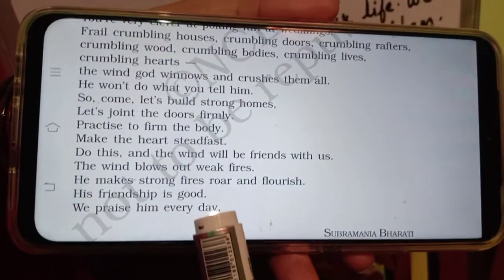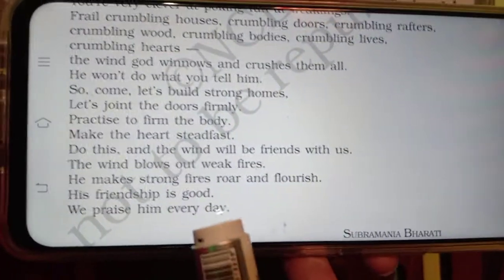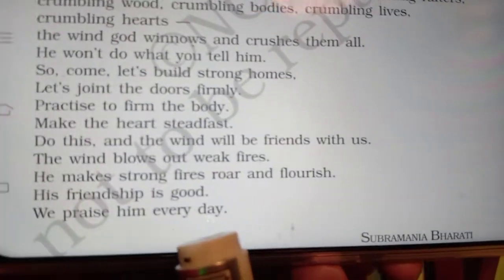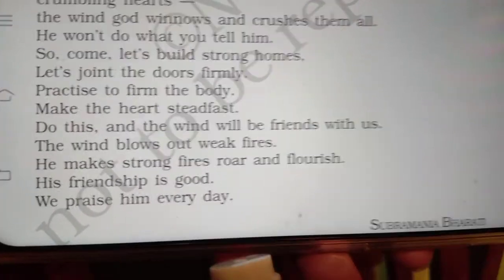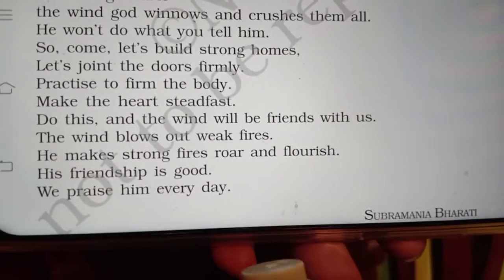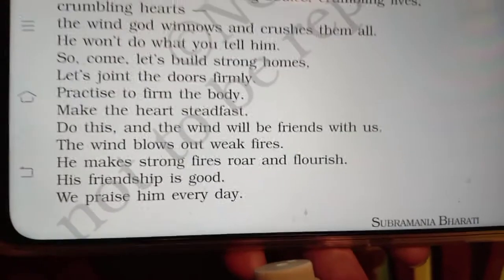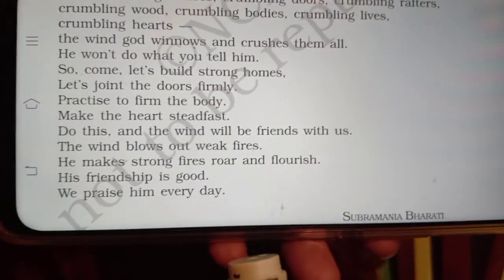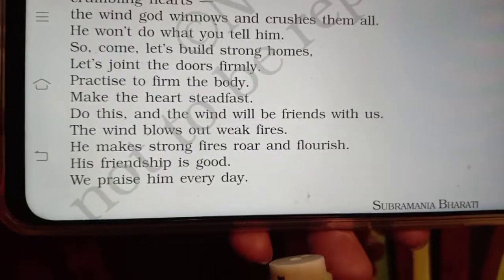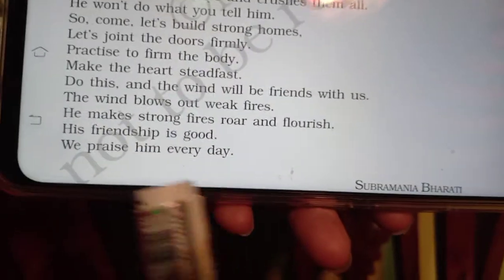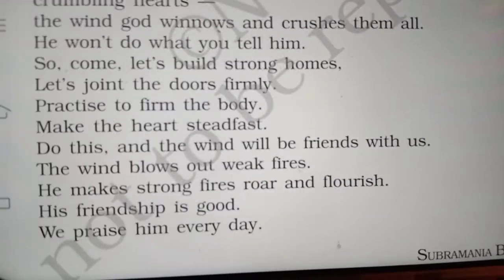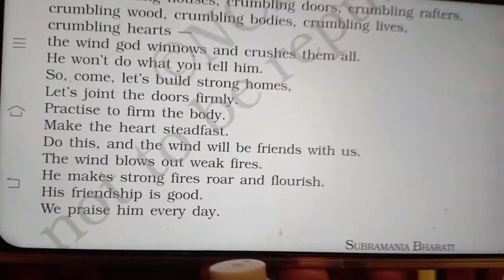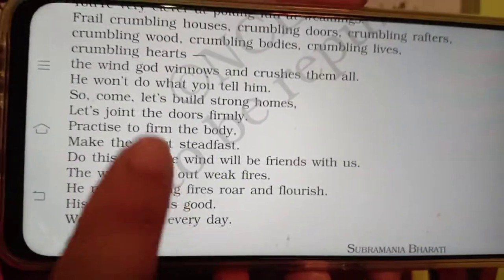His friendship is good. Very important line. Means if you make friends with your hardships, then you become stronger. You don't get frightened by those hardships and you get that energy that supports you and you face it more strongly. We praise him every day. Like we praise our God, we praise this wind every day, when we make friends with the wind.